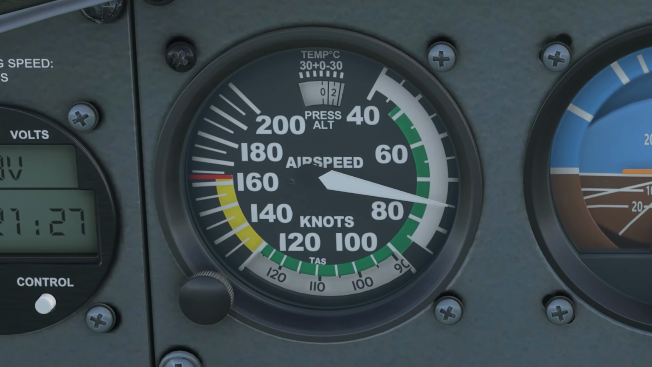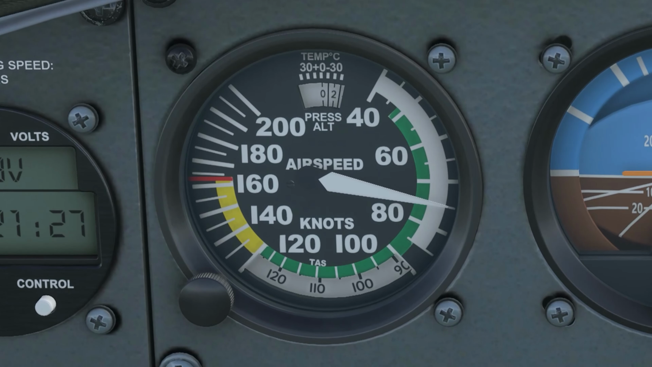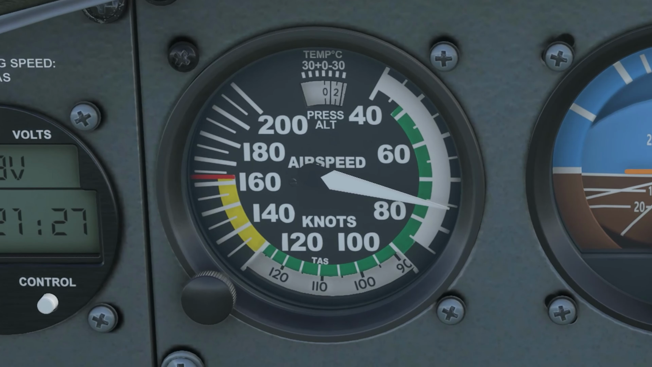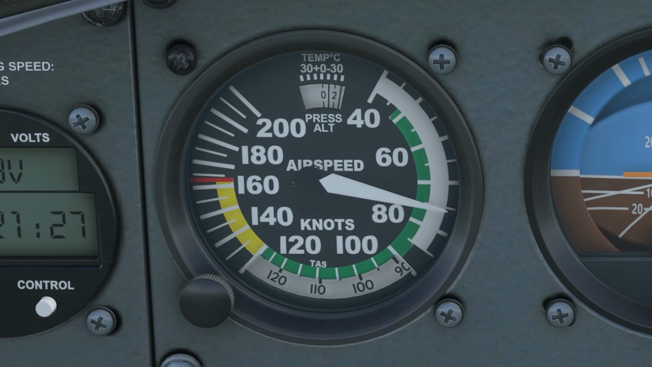Generally, during normal flight with your aircraft in a clean configuration, meaning no flaps or gear, this is the safe range of operation for your aircraft before you will add stress or stall.